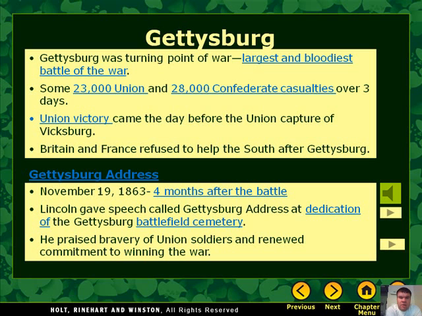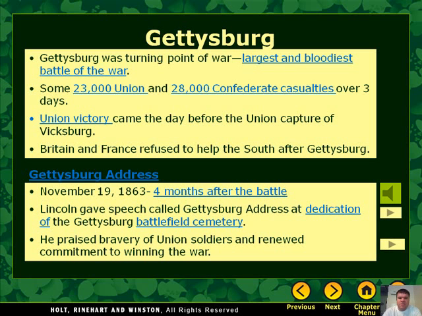The Union victory, it was a Union victory, and we're going to talk about it in detail in class, came the day before the Union capture of Vicksburg, which we talked about in a previous section. After the Battle of Gettysburg, Britain and France refused to help the South. And so the South's hope for cotton diplomacy did not work after the Battle of Gettysburg.